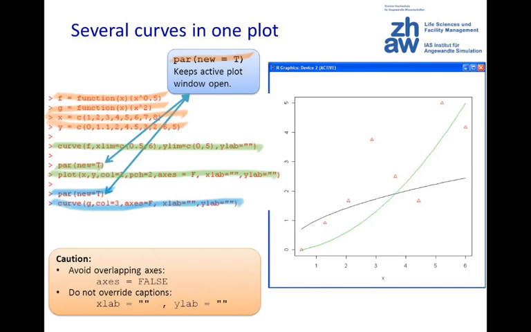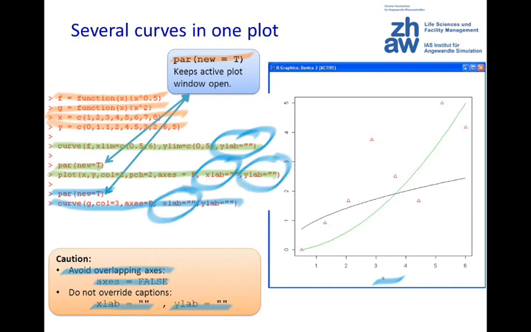Be cautious, you should avoid overlapping axes by always specifying axes equal to false at the beginning, otherwise you risk an overplot. It's usually recommendable to specify the axis manually, as we have been discussing before with the command axis. You should also not override captions, because some of the plotting commands by default use different captions for the axes, so make sure that you put empty quotation marks for the xlab and ylab. If you want to specify them, you can still do that in the very last plot.